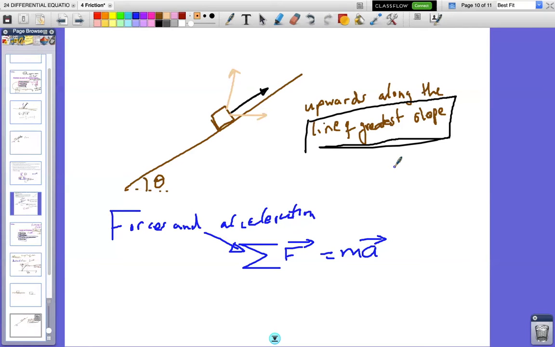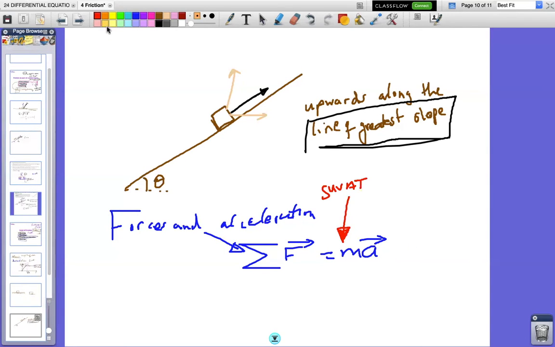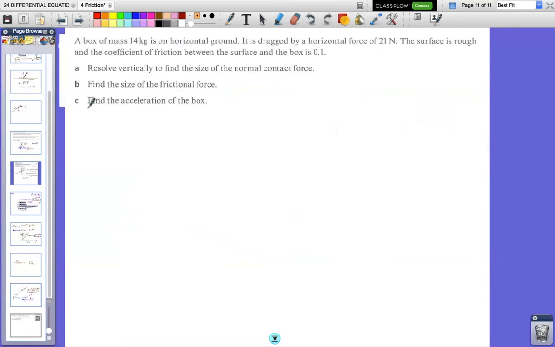That was one of the biggest things that we studied in dynamics. The first biggest thing we studied in mechanics was the SUVAT equations. The second biggest thing is this one, F equals ma. Useful throughout our study of mechanics. So let's do an example.